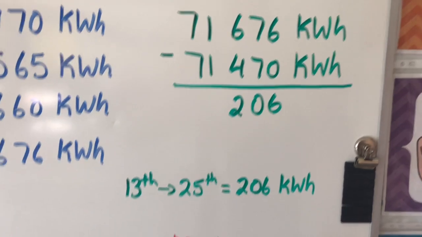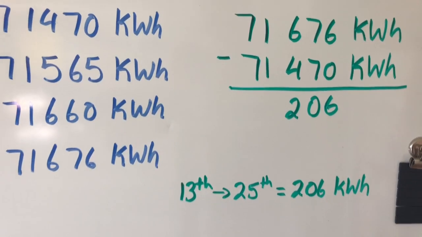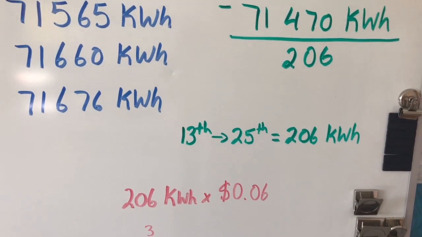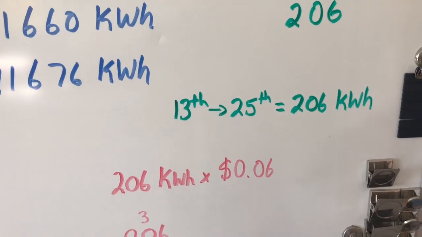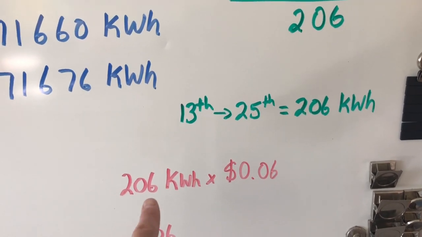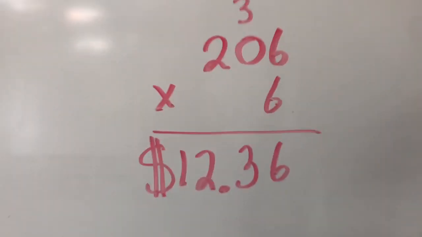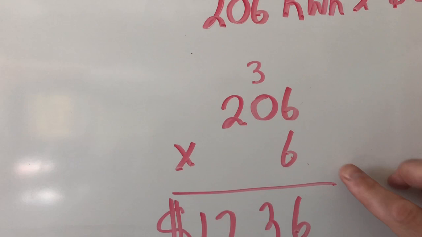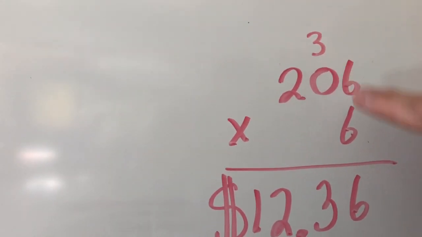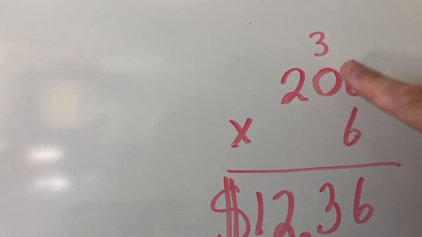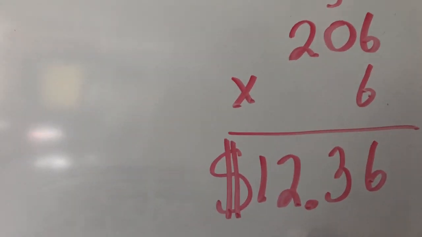Okay, how much did that cost me then? So I know that it costs me 6 cents for every kilowatt hour I use. So I've got my 206 kilowatt hours multiplied by 6 cents. So if I do some math down here, I say, okay, well 6 times 6 is 36, put the 6 and trade the 3. 6 times 0 is 0, plus a 3 is 3. Then 6 times 2 is 12.